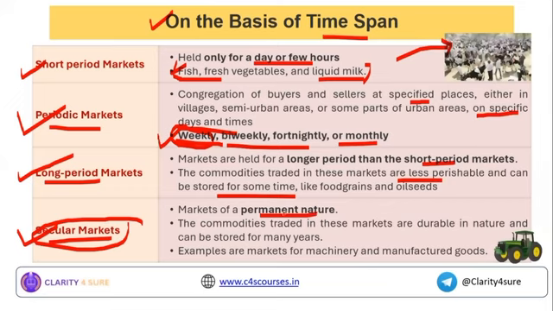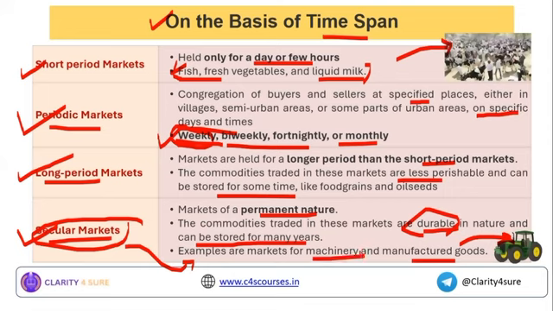It is a market of permanent nature, and the commodity is permanent, which means it should be durable in nature and can be stored for many years. So what can we store for many years and is durable? We know machineries are durable, manufactured goods are durable. So these secular markets are the markets which work for machineries and manufactured goods. They are permanent in nature because the goods we are working on are durable, right?